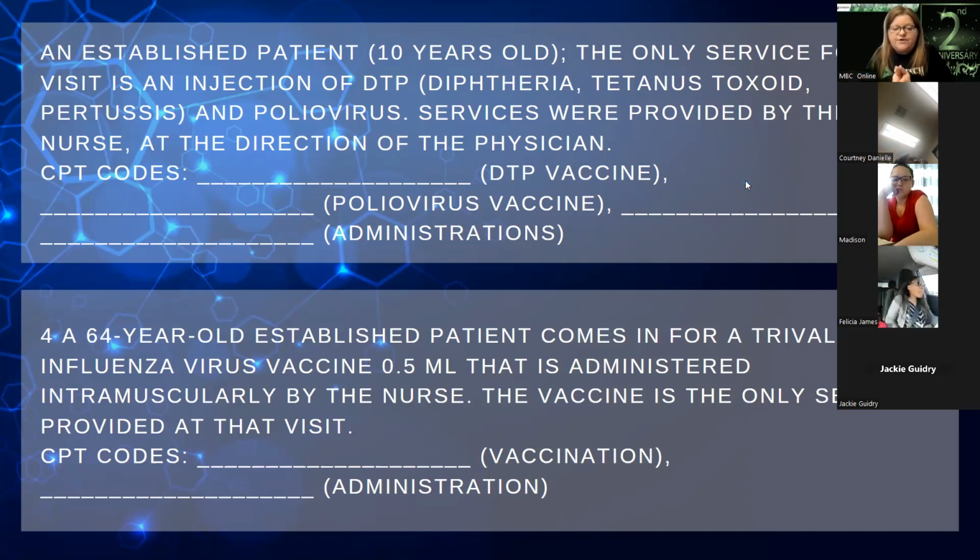All right, so we got a 64-year-old patient with a flu shot. Anybody know what CPT code we're gonna go with for that? 90658. Ding ding, we have a winner. That is correct. 90658, vaccines, influenza. So you looked under vaccine in your alphabetic index and then indented down to your list and you found influenza.